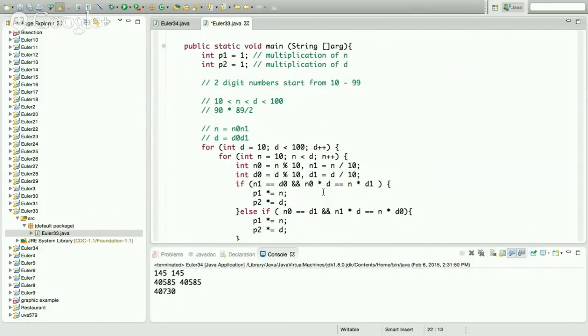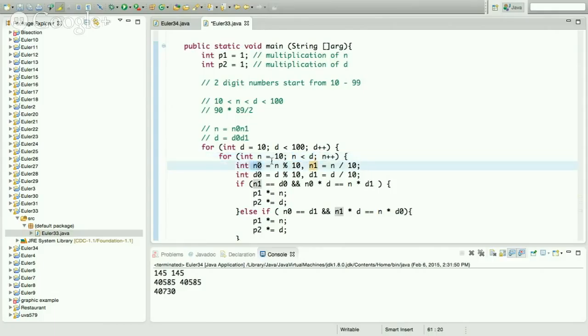So first I create a loop for denominators. It starts from 10 to 100. And then for the numerator, it starts from 10 to d. So as I said earlier, the numerator should be less than the denominator. So that should also be considered in the definition of the loop.